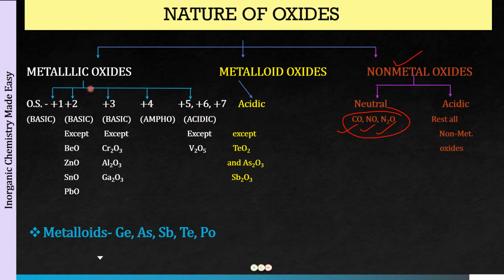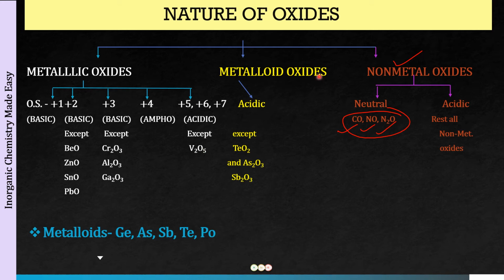Moving on to the exceptions, in case of +2, we have BeO, ZnO, SnO, PbO to be amphoteric in nature. In case of +3, it is Cr2O3, Al2O3 and Ga2O3, which are going to be amphoteric in nature. And in case of the +5 oxidation state, V2O5 is going to be amphoteric in nature. Okay. Now, I hope you all understand. In case of the metallic oxides, you can classify +1 to +3 as basic, +4 amphoteric, +5, +6, +7 acidic, if you just leave out these amphoteric oxides.